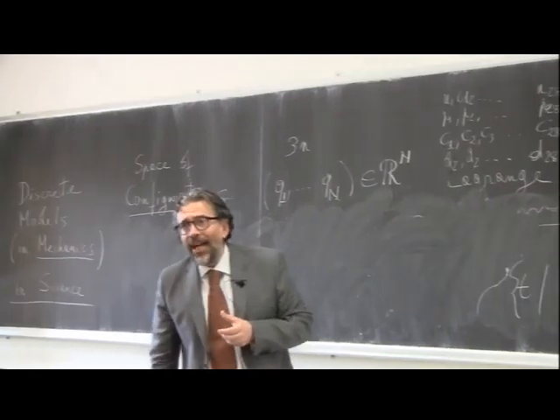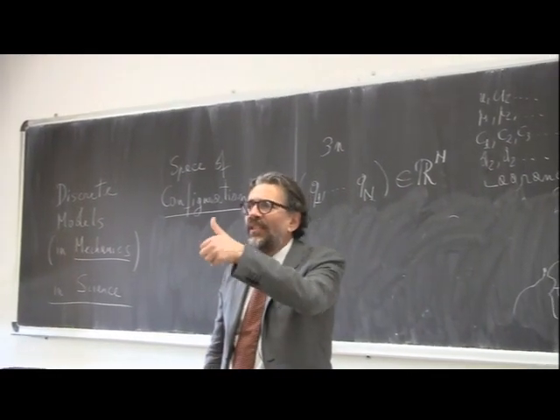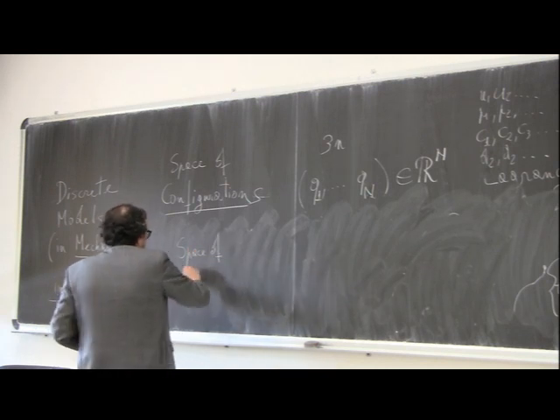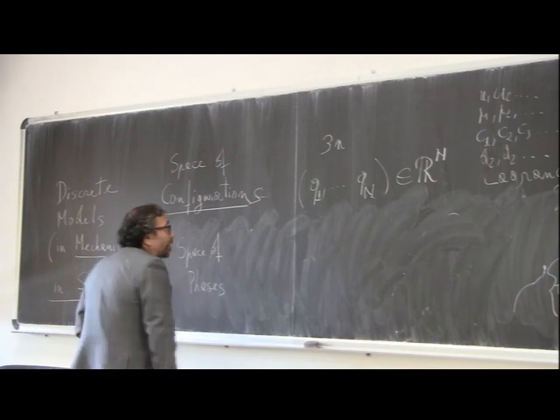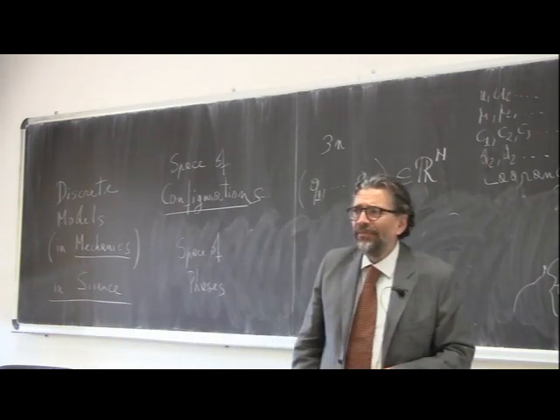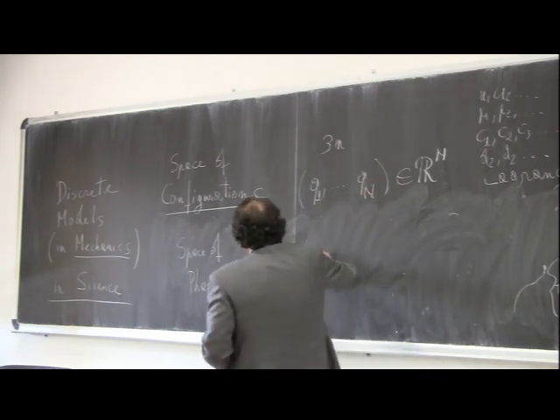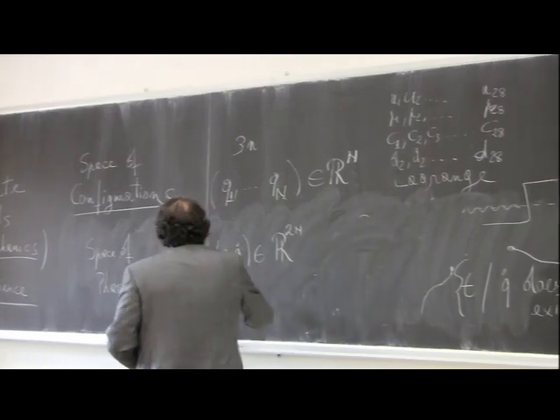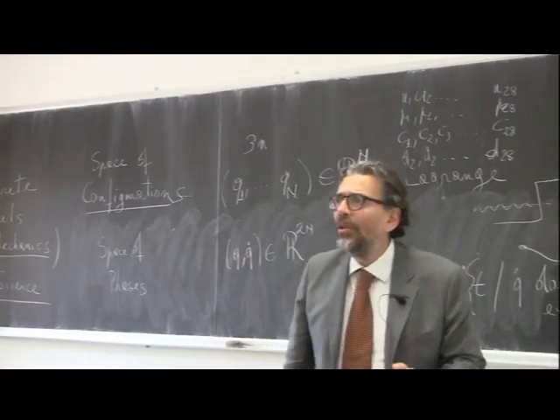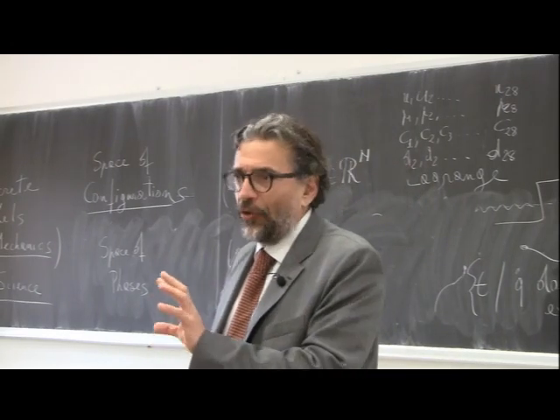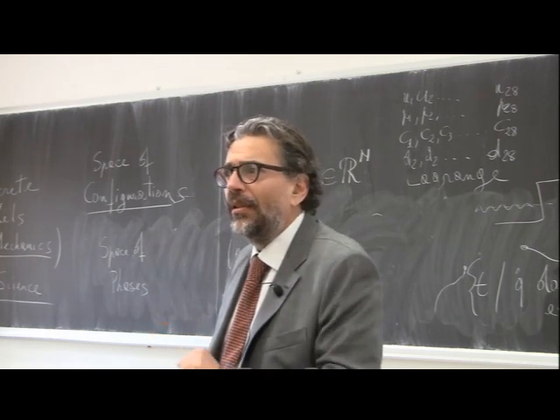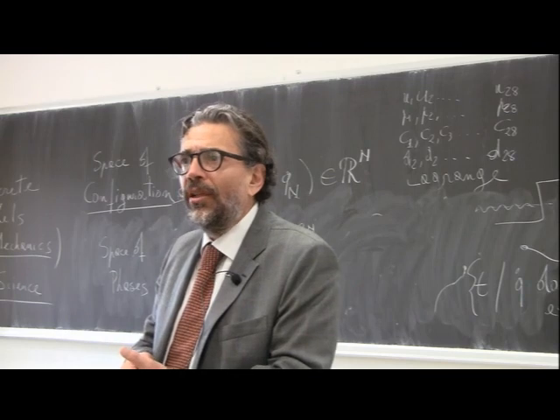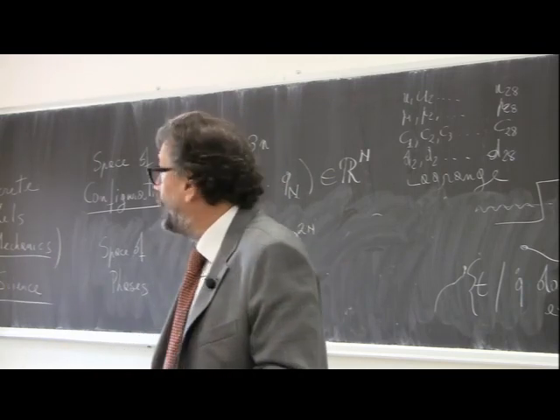Now, for introducing the action functional, I need to do another step. I need to introduce the space of phases. It is trivial. The space of phases is the set of 2n components. The first n is the configuration, and the second is the velocity. So in a motion, you have a trajectory in the space of configuration and a trajectory in the space of phases.